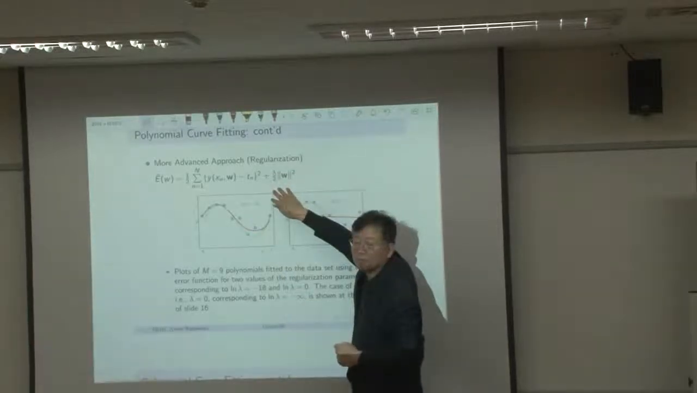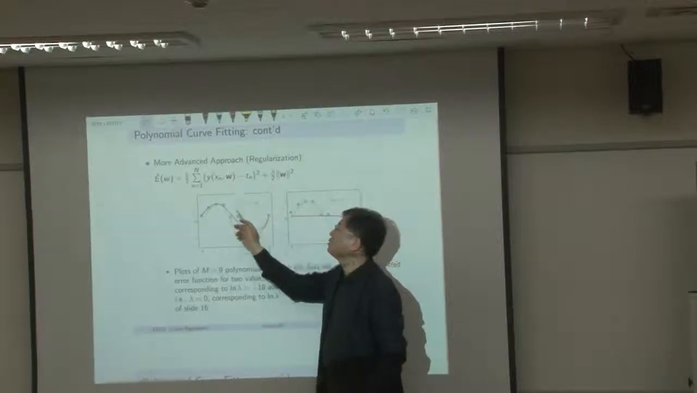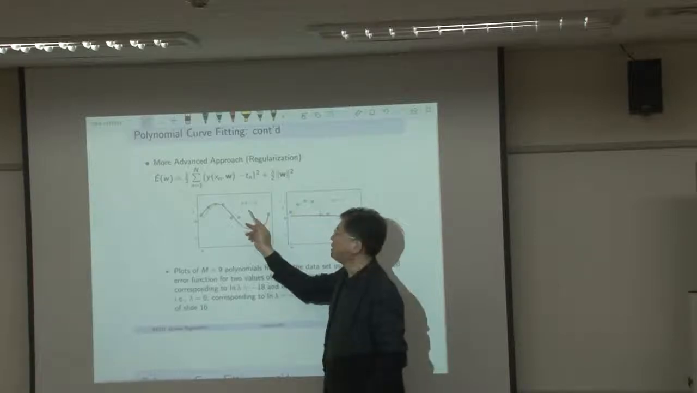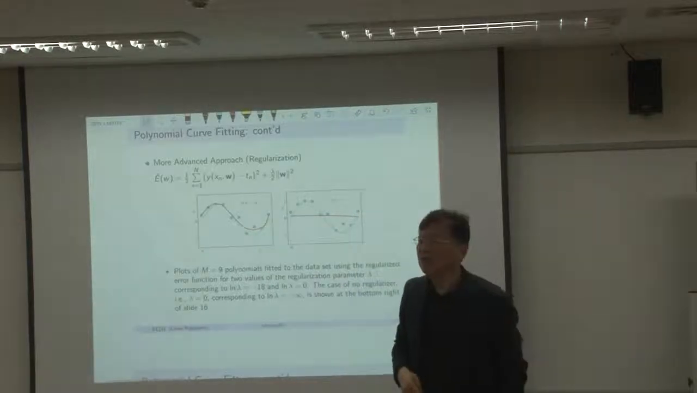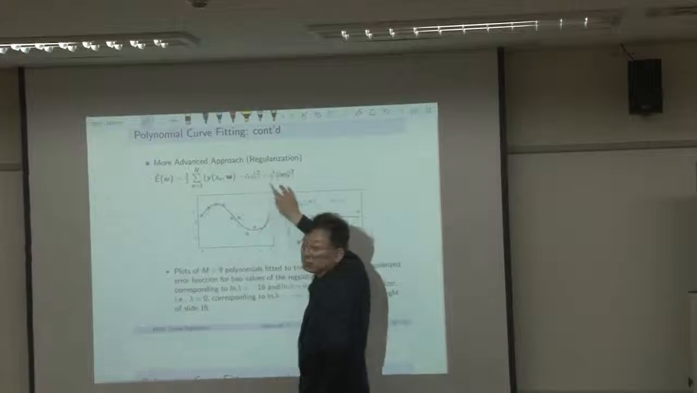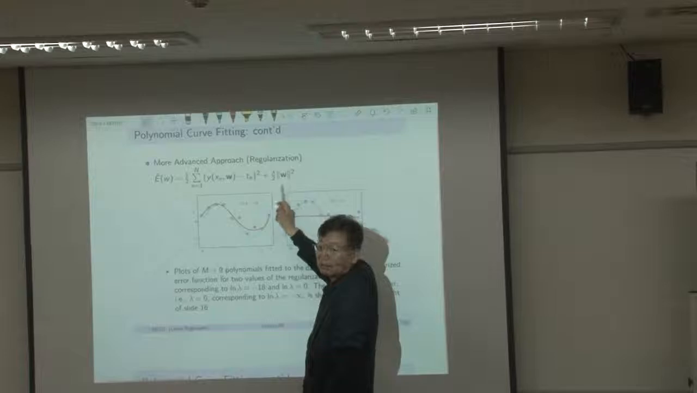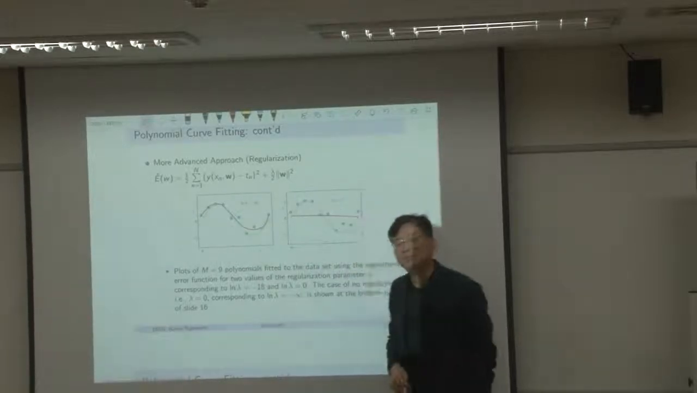Now here, log of lambda was set to minus 18. So lambda is e to the minus 18. Is that a large number? No, that's a very small number, put here as the regularizer. What happens? It behaves nicely.